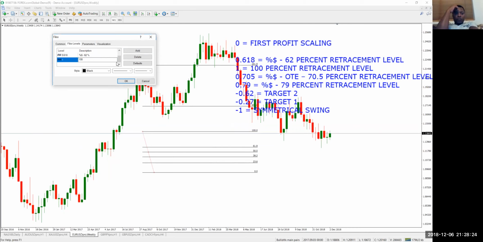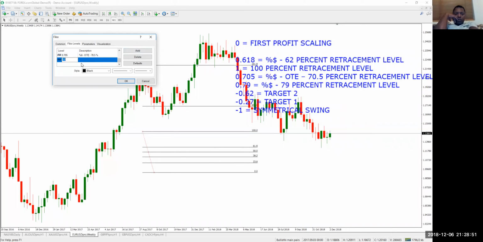That's our 100% level. Then we go to add again. I'm sure you can all see how I'm adding these levels. 70.705. Yes. Go to percent sign, dash OTE dash 75%. Let me just put a space there.